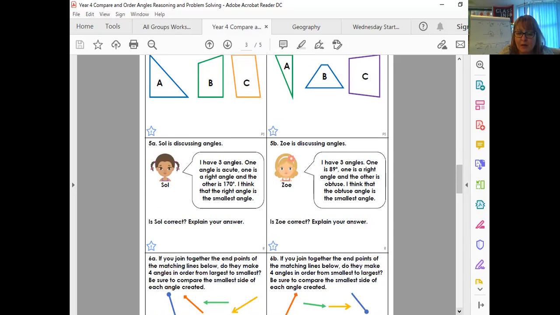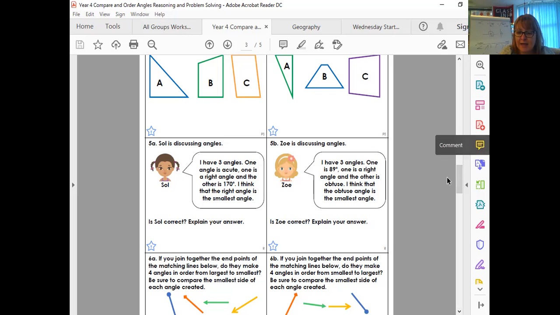5B, I have 3 angles. One angle is acute, one is a right angle, and the other is 170 degrees. I think that the right angle is the smallest angle. Is Sol correct? Explain your answer. So you need to say what you know. So if you know that a right angle is 90 degrees, you need to use that in a sentence.